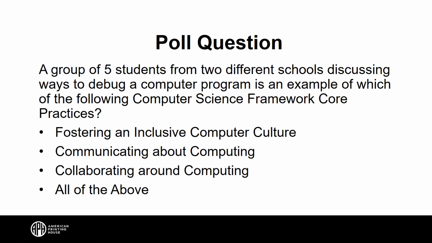All right, so we've been talking about a lot of these different parts of the framework. So here's a hypothetical. A group of 5 students from 2 different schools discussing ways to debug a computer program. That's an example of which of the following computer science framework core practices? Is it fostering an inclusive computer culture, communicating about computing, collaborating around computing, or is it all of the above?